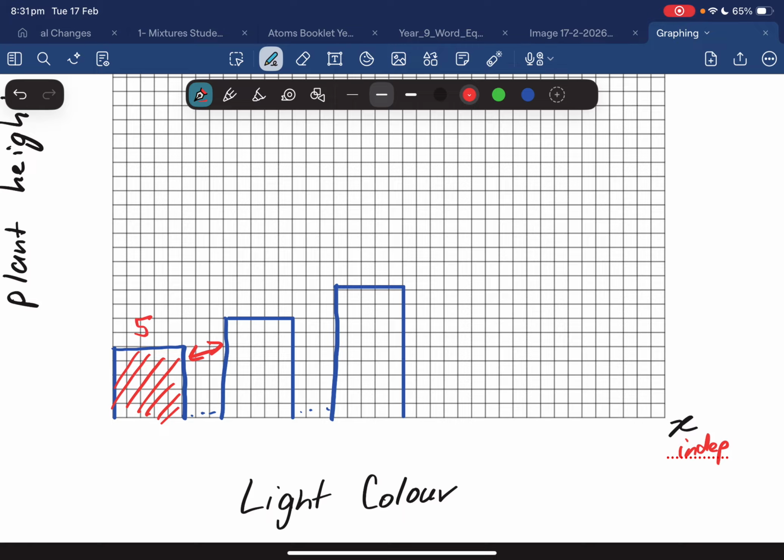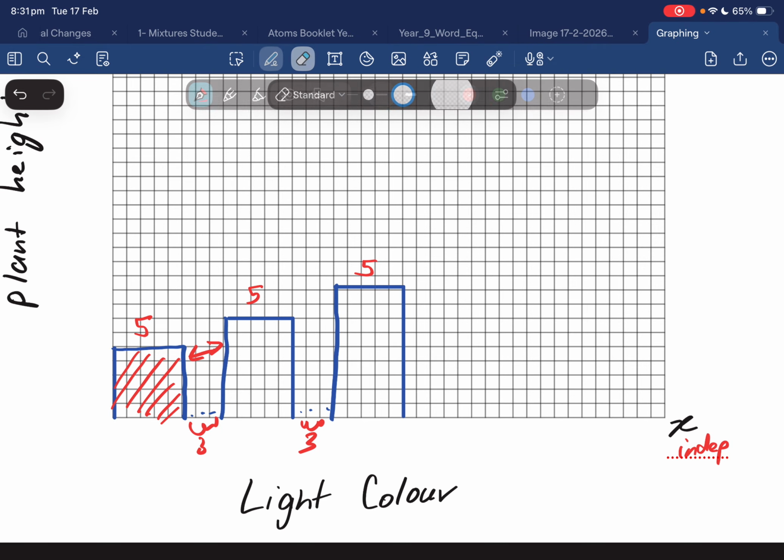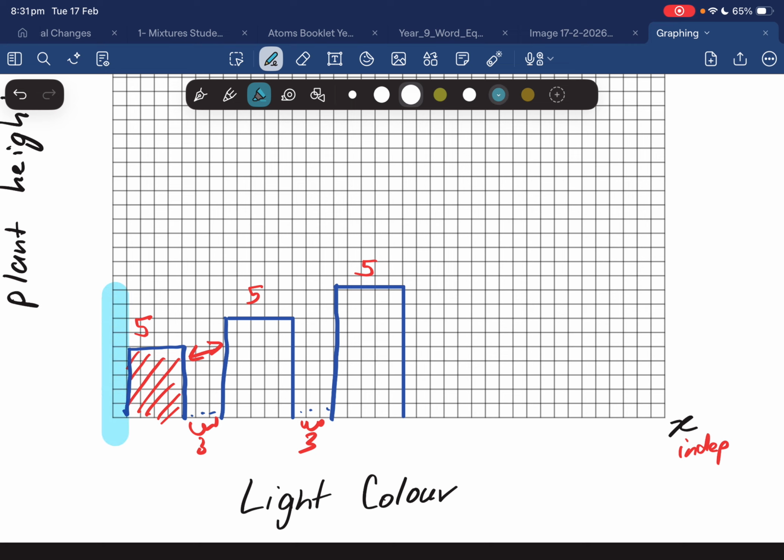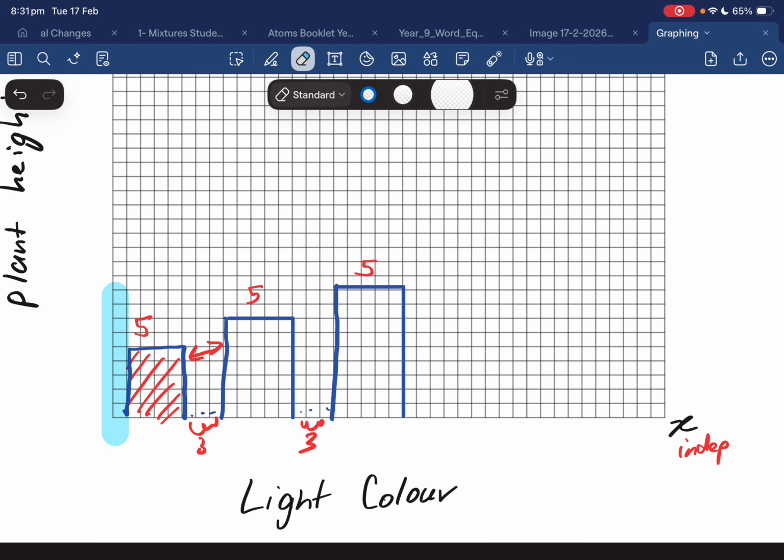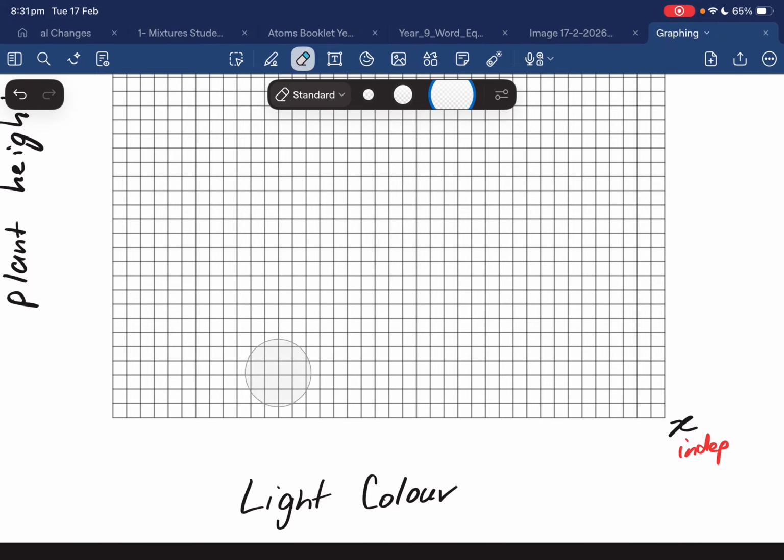So if I choose to do 5 boxes here, this has to also be 5, this has to also be 5. If I choose to leave 3 boxes here, this has to also be 3. And you can't. Watch what I'm going to do. Someone might do this. You can't do that, because then you've just left off this random gap over here for no reason at all. So whatever you choose to do, just make sure it's consistent. Just make sure it's the same each time.